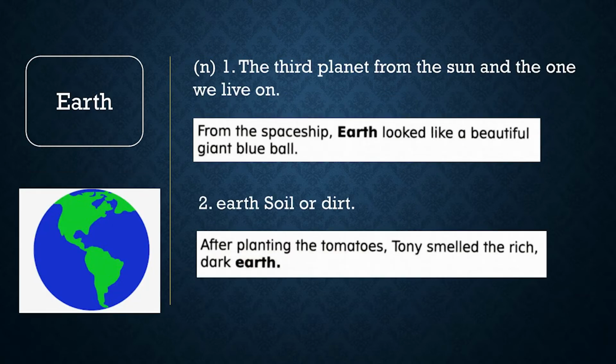Earth. Say earth. Earth has two meanings. The Earth is the third planet from the Sun and is the one we live on. From the spaceship, the Earth looked like a beautiful giant blue ball.